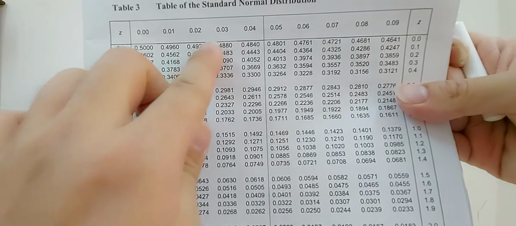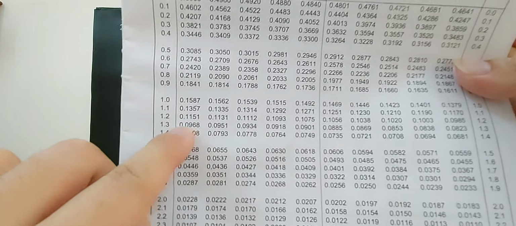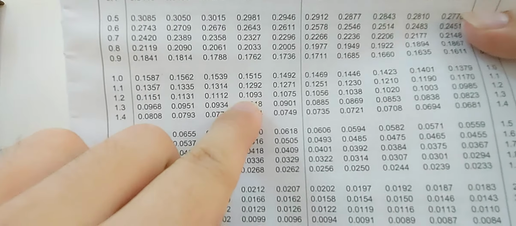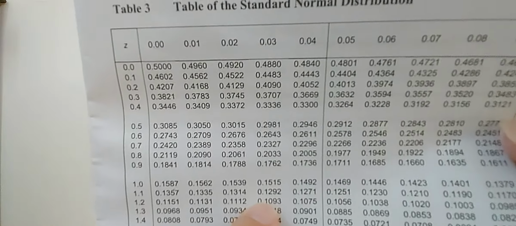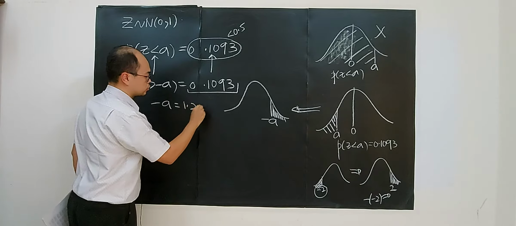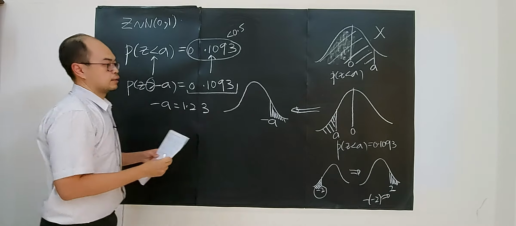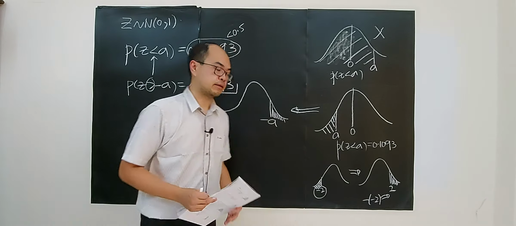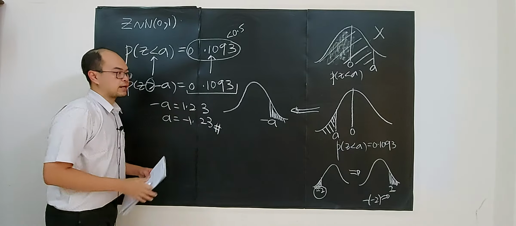0.1093. Start from 0.5. You see the value? You cut through all the values. 0.1, here. Around here, I think. It's around here, 1093. Can you see that? 0.1093 corresponds to 1.23. So the negative A here is 1.23. You can only refer to the statistical table if this is greater than. Just now it's less than, so you have converted it to greater than.